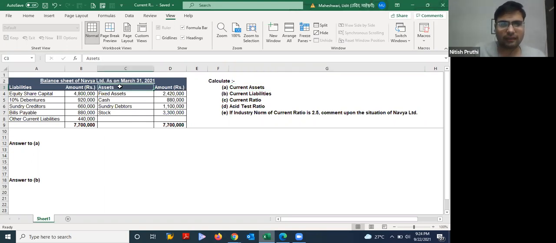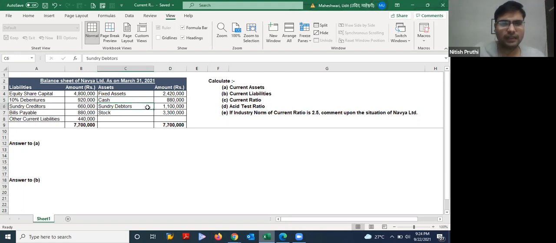Now going on to the asset side of the balance sheet, you can see it has fixed assets, cash, sundry debtors, and stock. Fixed assets, as you all know, are held for long-term investment purposes. So it is definitely not a current asset, it is a non-current asset. Whereas cash is readily realizable, it can be used anytime.